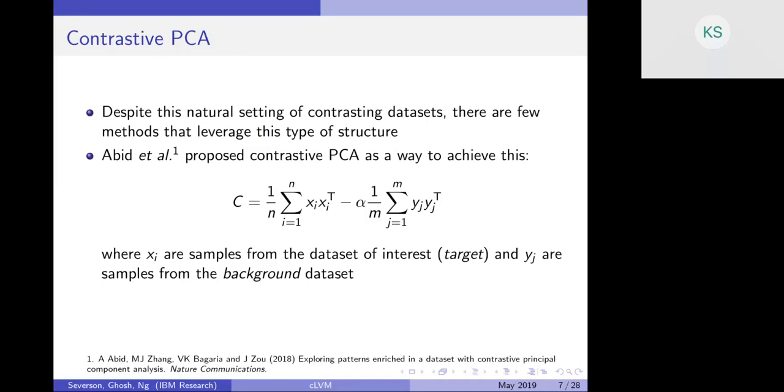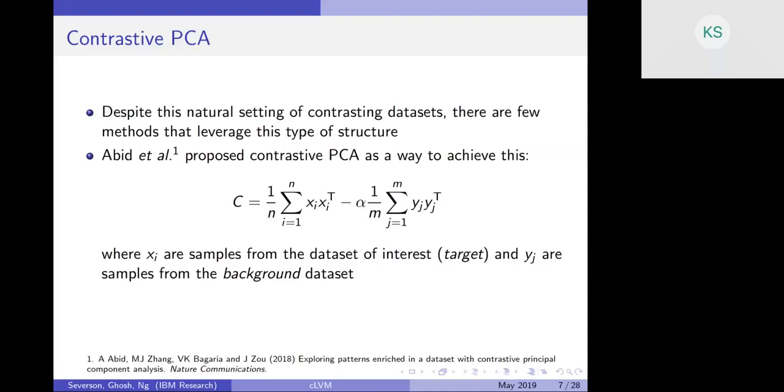Abid and his collaborators. They propose this method that works in exactly this setting where we have some data set of interest, which we'll call the target data set, whose samples are indicated by X sub i, and some second background data set whose samples we'll indicate Y sub j. What CPCA does is it forms an empirical covariance matrix. That's the empirical covariance of the target data set minus the empirical covariance of the background data set, with some parameter alpha to tune the difference.